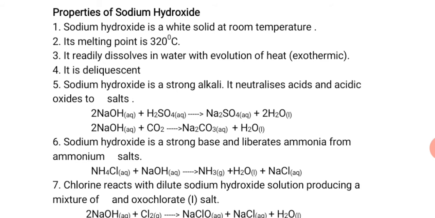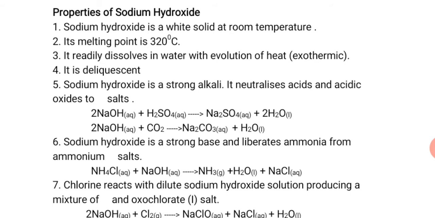2NaOH plus H2SO4 to give Na2SO4 plus 2H2O. That is, sodium hydroxide neutralizes tetraoxosulphate VI acid to give sodium tetraoxosulphate VI and water. The next equation shows that sodium hydroxide reacts with carbon dioxide, that is 2NaOH plus CO2, to give Na2CO3, which is sodium trioxocarbonate IV, and water.